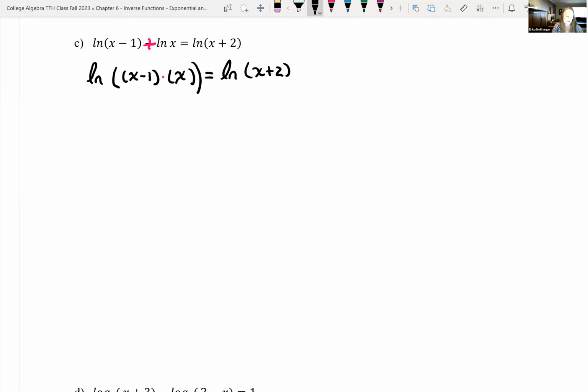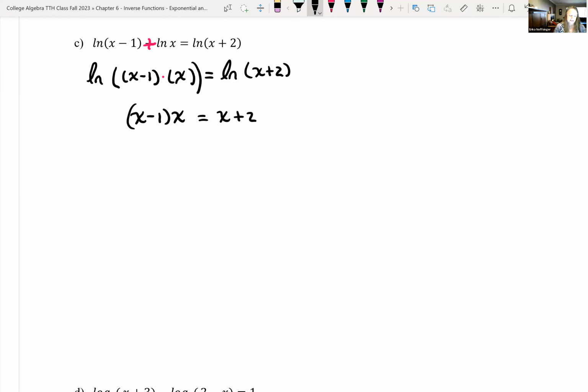So I have a log equal a log. We have the same base, which is e. So we can technically just drop our logs and say our arguments are equal to each other. This x minus 1 all times x must equal x plus 2.